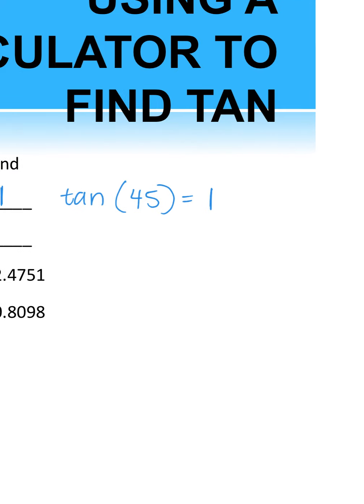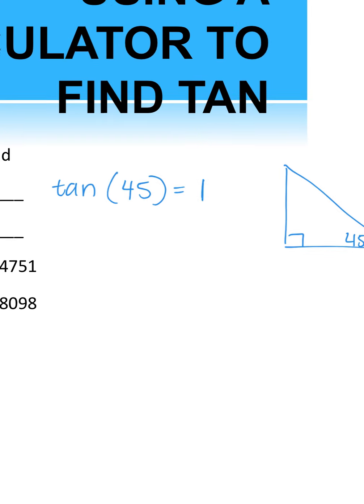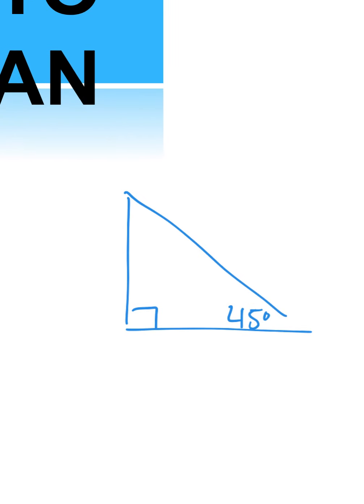Now, why is it 1? Let's check it out. Let's say we have a triangle, a right triangle, and this angle is 45 degrees. What kind of triangle is this? 45, 45, 90. So if this is A, what is this bottom side? A. What's the hypotenuse? A square root of 2. A times the square root of 2.